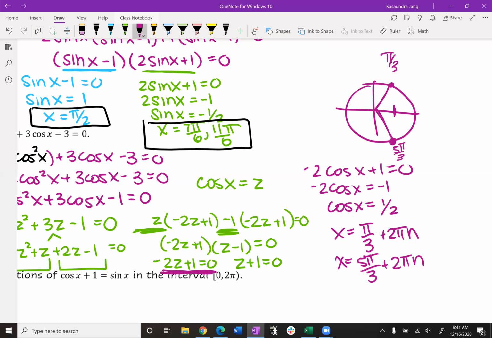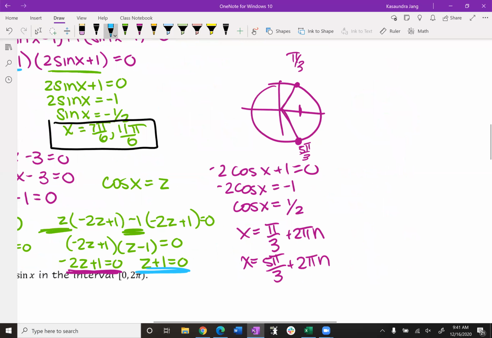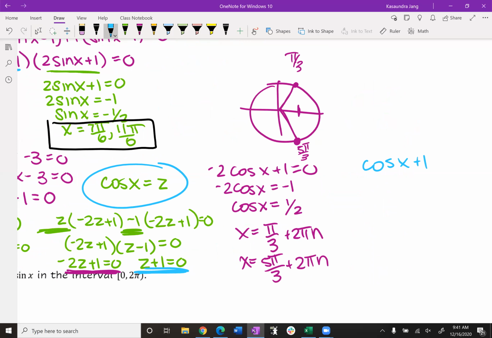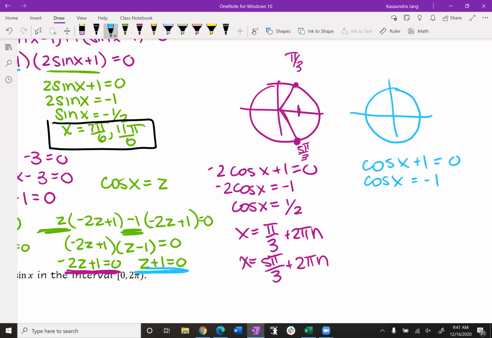My second factor that I'm setting equal to 0, this is the z plus 1. So I'm going to set z plus 1 equals 0, z being a cosine of x. So it's like my cosine of x plus 1 equals 0. All right, so if I subtract the 1 over, and on my unit circle, cosine are x values every time, and cosine is a -1. My x value is a -1 over here at pi radians. And there's just that one spot on my unit circle.